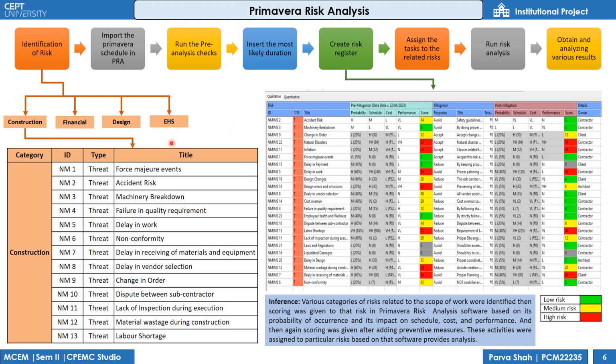For performing risk analysis, first we have to identify the risk related to our project. There are four various categories of risk which are construction, financial, design and EHS category as shown in this table.